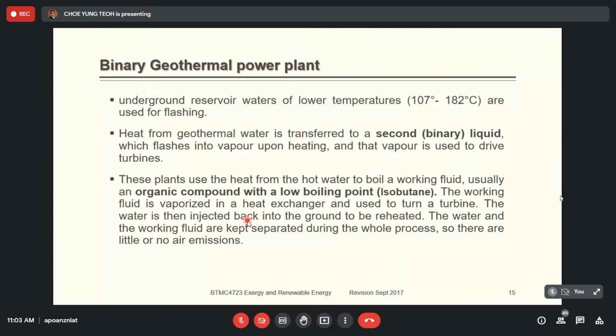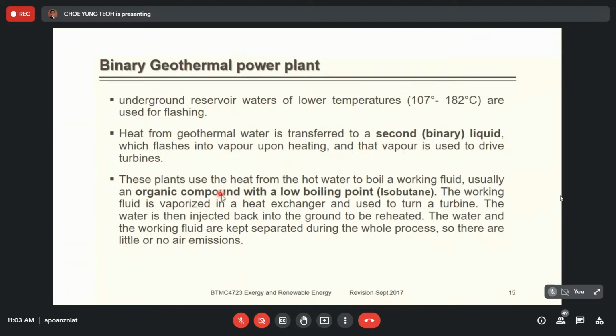The binary geothermal power plant, I think, is the most widely used, with a lower temperature of 107 to 182 degrees Celsius. Okay, the one proposed in Sabah, Malaysia, is also proposed to use the binary geothermal power plant. The word binary here is because they will use a secondary fluid to flash into vapor upon heating. It means that they won't use the steam directly from the ground to run the steam turbine because the temperature is not high enough. So they have to use a secondary fluid which has a lower boiling point.